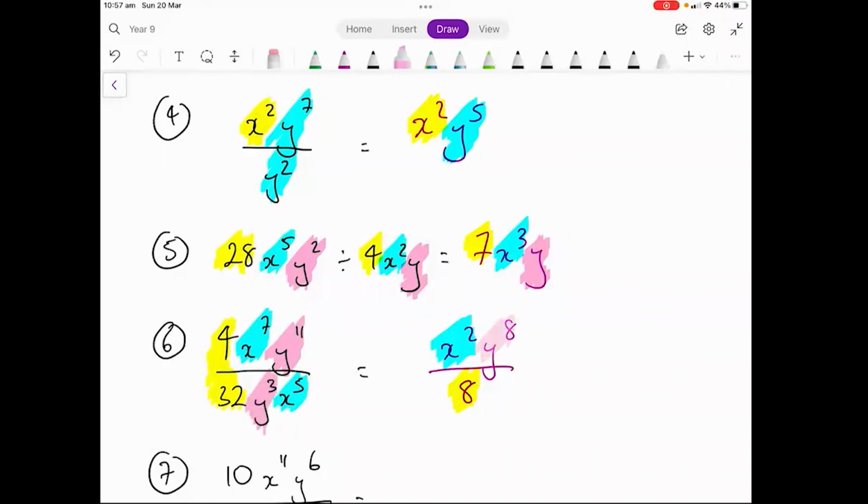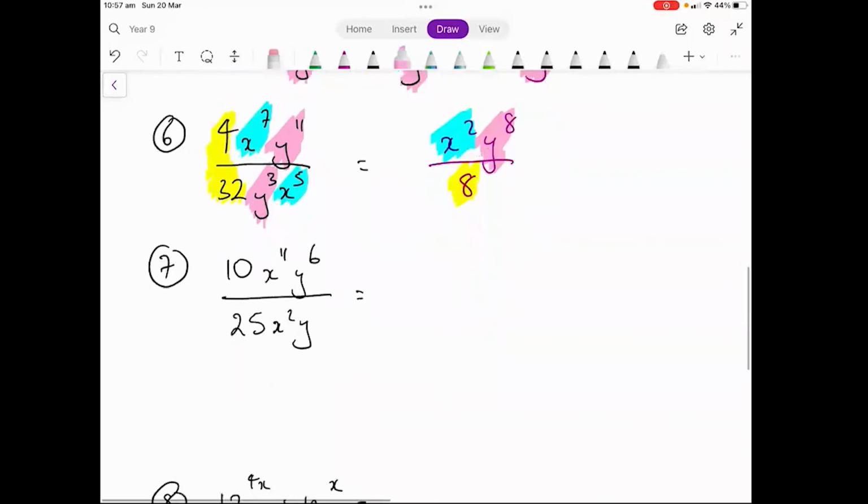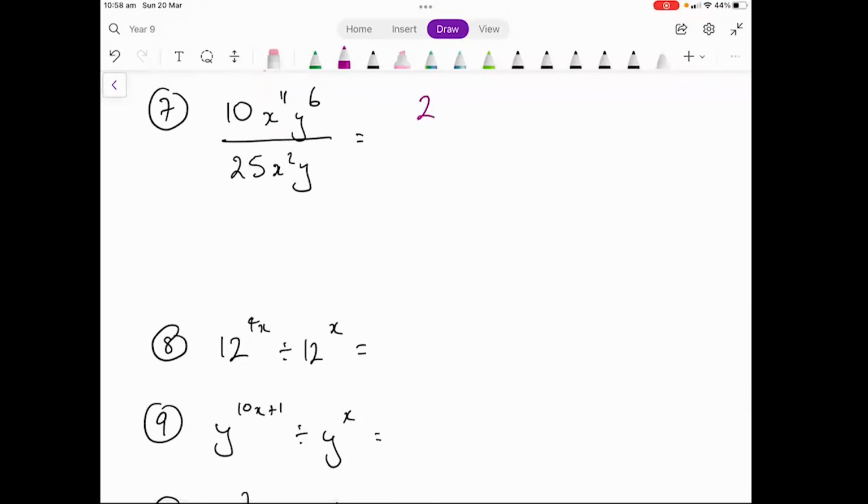Alright, next question. We deal with our fraction first. So 10 over 25. We simplify that. That's 2 over 5. So we start by writing that. Next we have a look at our x's. 11 take away 2, that's 9, so that's x to the power of 9. And finally we deal with our y's. 6 take away 1, that's 5, so that's y to the power of 5.